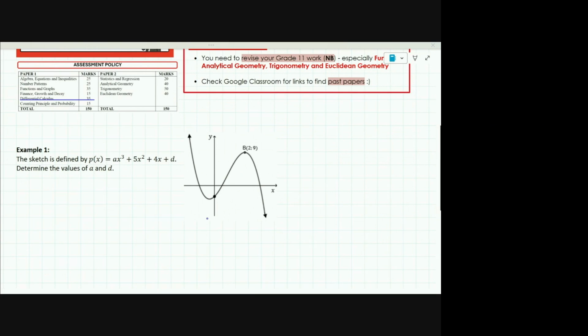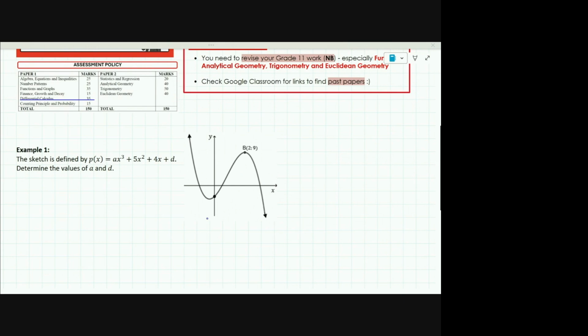So what we've been given here is p of x, which is defined by x cubed plus 5x squared plus 4x plus d. We've been asked to determine the values of a and d. So always look very carefully at what those values represent. The sign of a would represent whether this cubic is positive or negative.